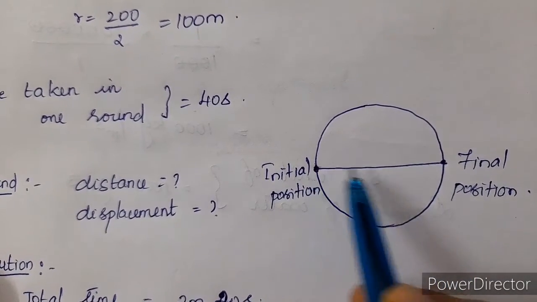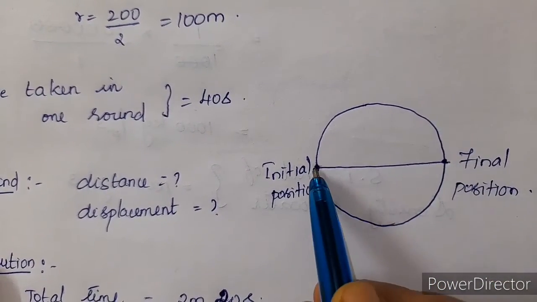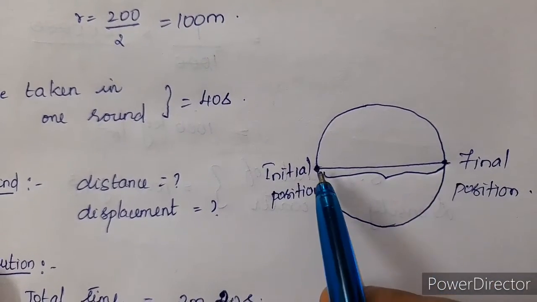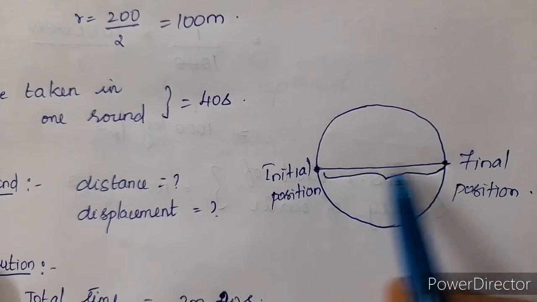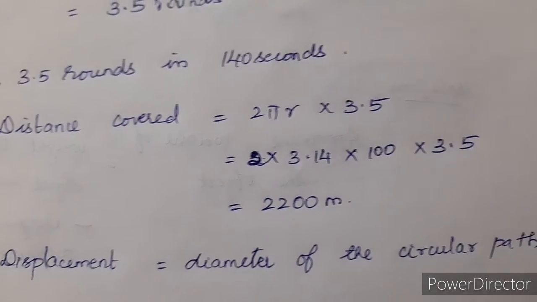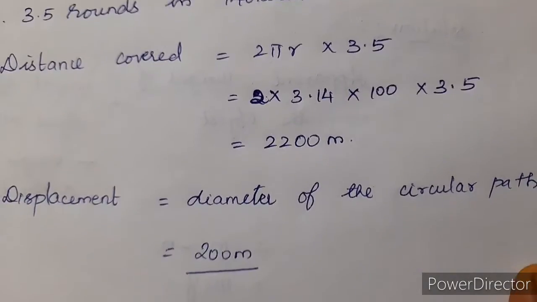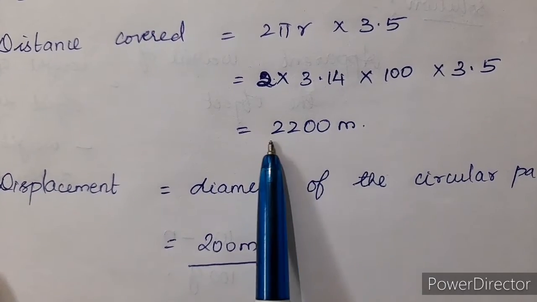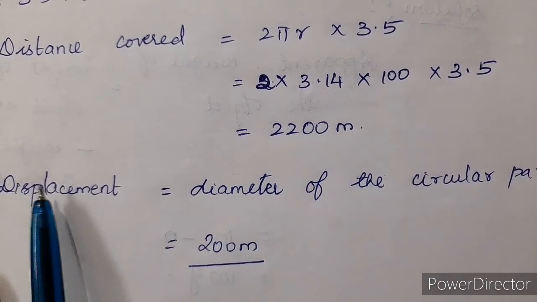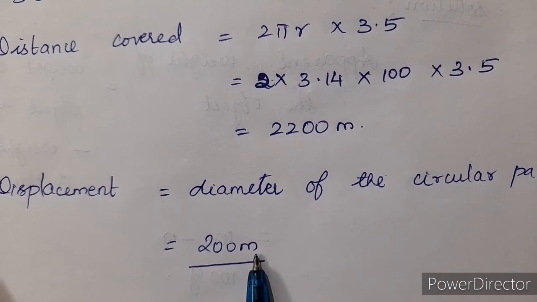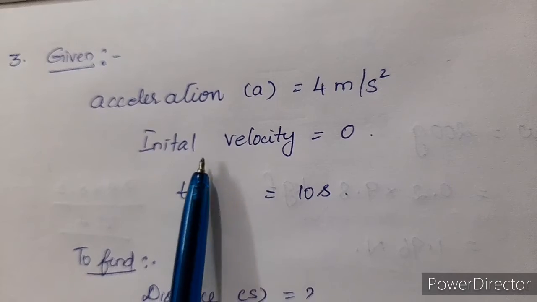So this is the displacement that he covers from the initial position to the final position. So this is nothing but the displacement. So this is the diameter of the circle. So displacement is equal to the diameter of the circular path. So what is the diameter of the circular path? That is 200 meters. So distance covered is 2200 meters and displacement is nothing but the diameter of the circle, that is 200 meters. Now let's go to the third question.